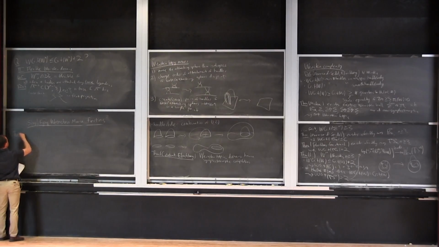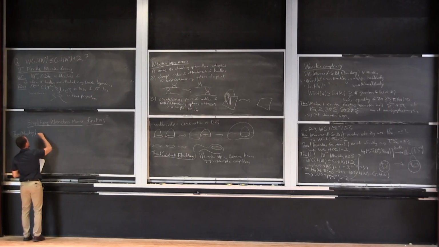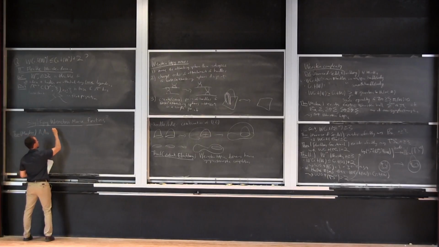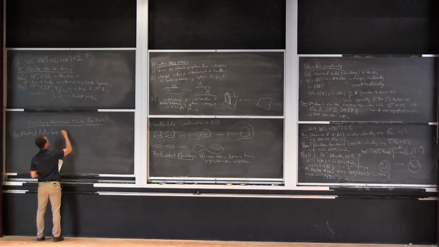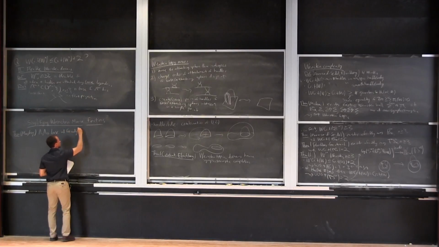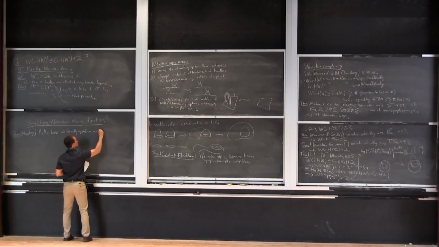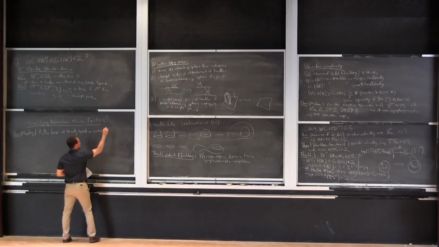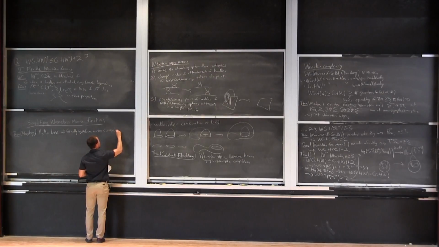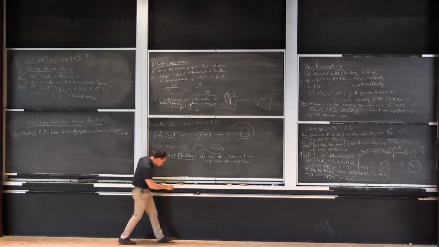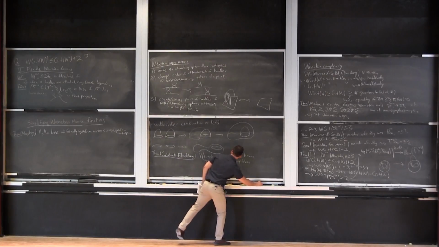So this definition is nice because of the following result of Murphy. Suppose Lambda 1 and Lambda 2 are loose Legendrians, and they're formally Legendrian isotopic. Then the result is that they're actually Legendrian isotopic.